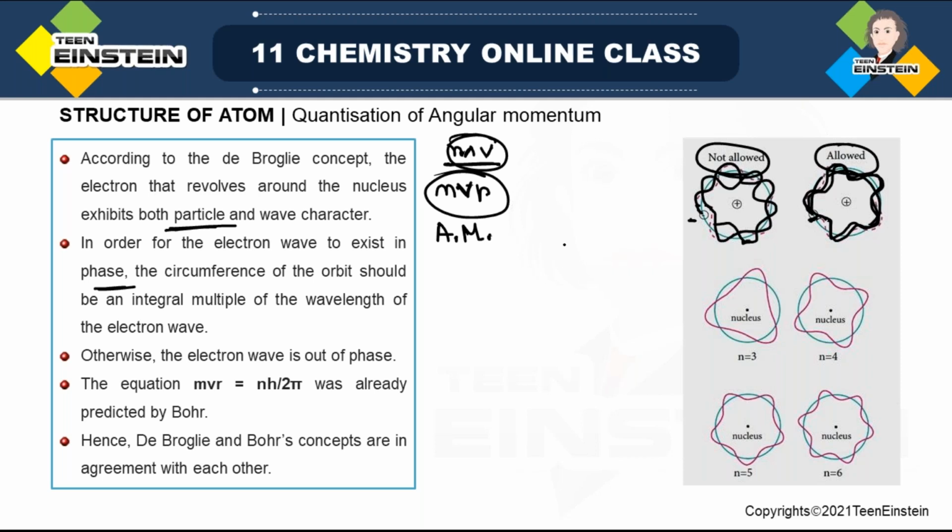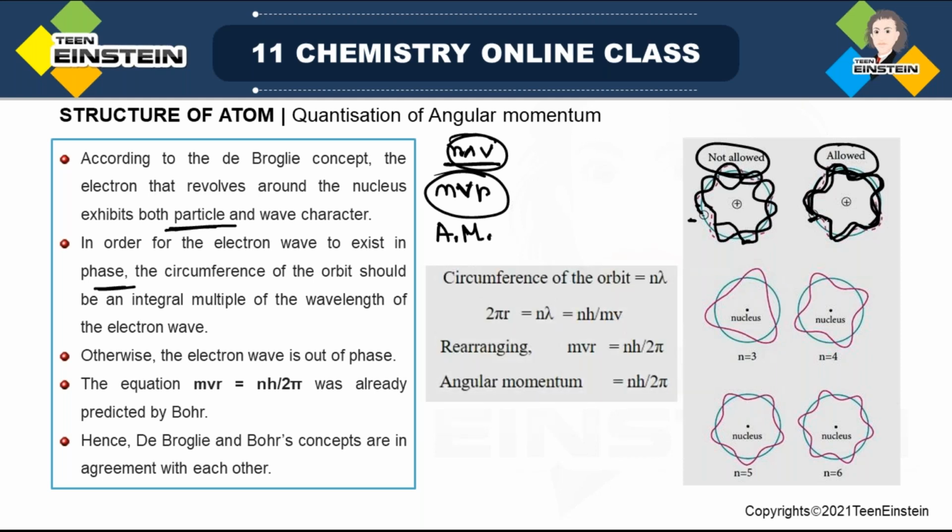So the term that we will use: the circumference of the orbit should be equal to n into lambda, where n is any integer 1, 2, 3, 4, 5. Now the circumference formula for any circle is 2 pi r, where r is the radius. So in place of the circumference on the left hand side, you can put 2 pi r, and that should be equal to n lambda. And we have already seen that lambda is equal to h by mv.